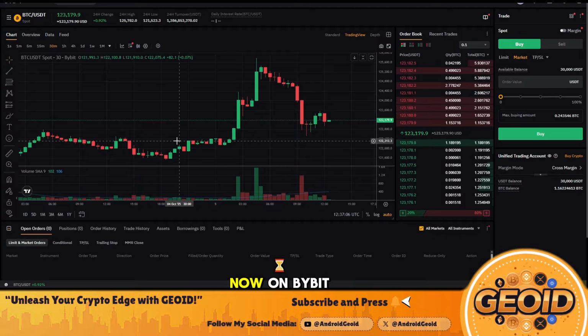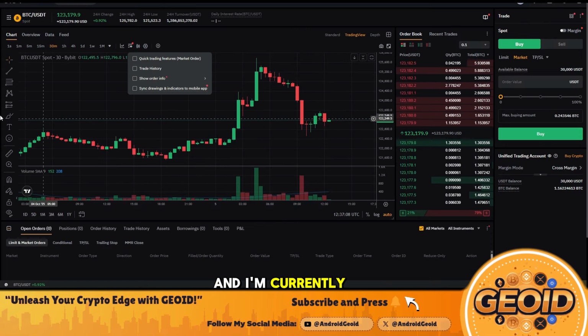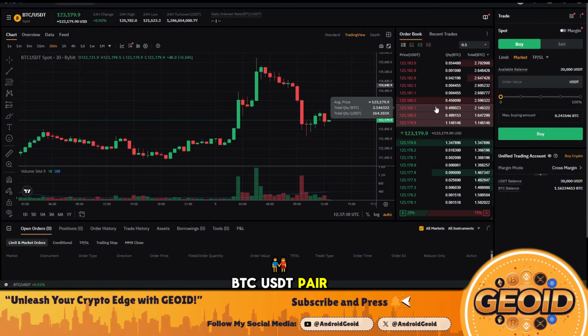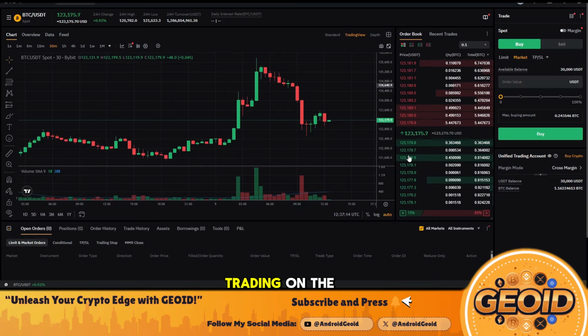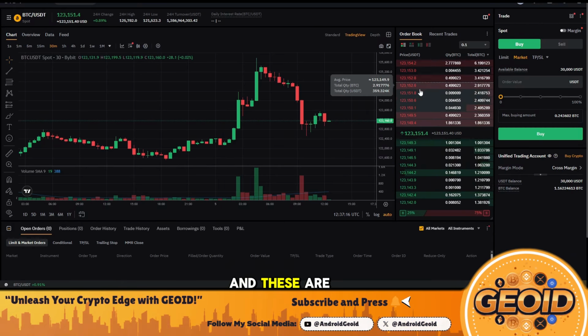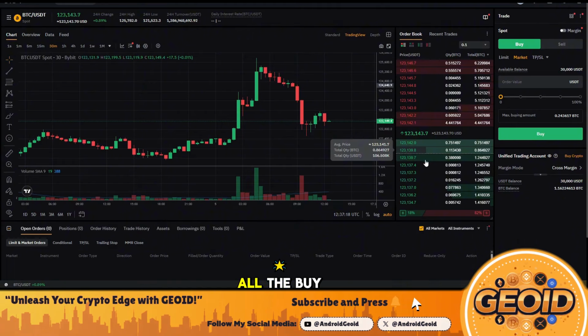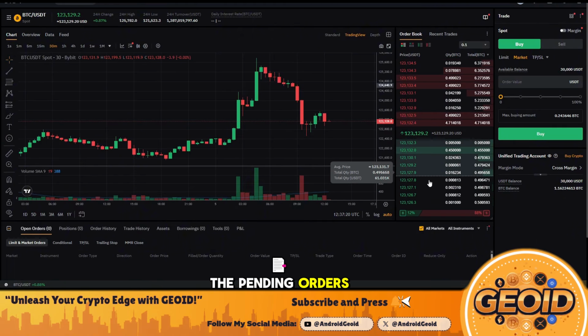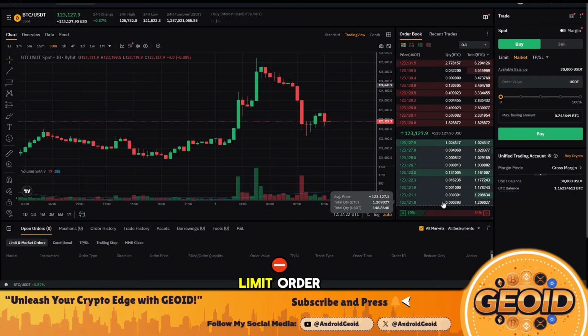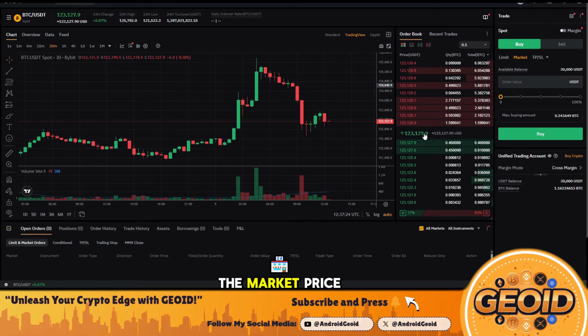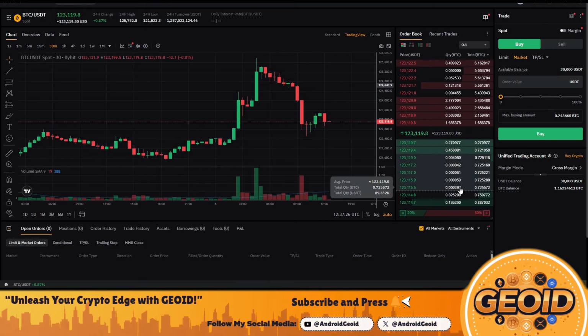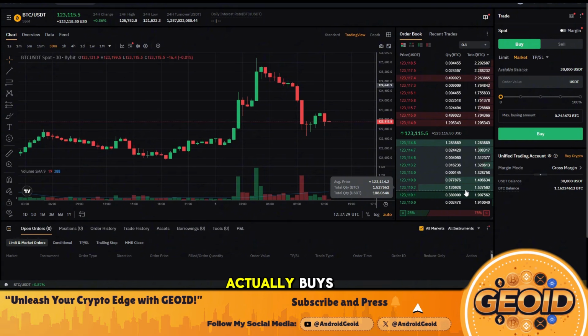So I'm currently on Bybit, on the BTC USDT pair. As you can see, this is the real order book, how it will look if you are trading on the live market. These are all the sell orders and these are all the buy orders. These are all the pending orders. Means if you are placing a limit order and it is not currently at the market price, then it will be sitting in the order book until someone actually buys for that.